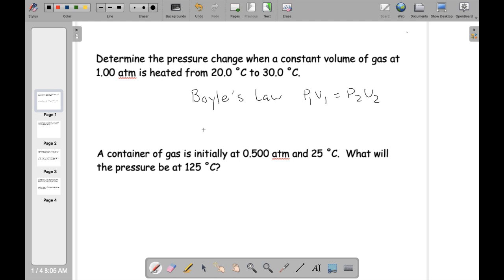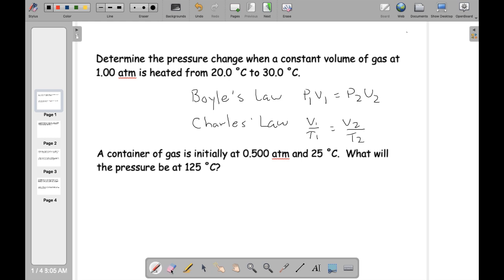We also went over Charles' law, which said there was this relationship between volume and temperature. So we had V1 over T1 equals V2 over T2. Today we are going to go over something called Gay-Lussac's law and also a combined gas law.